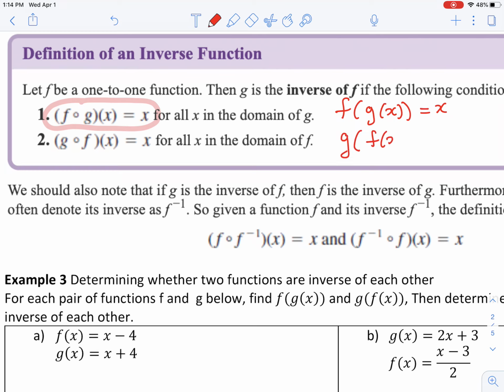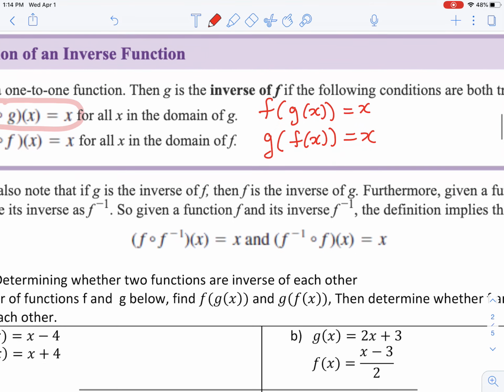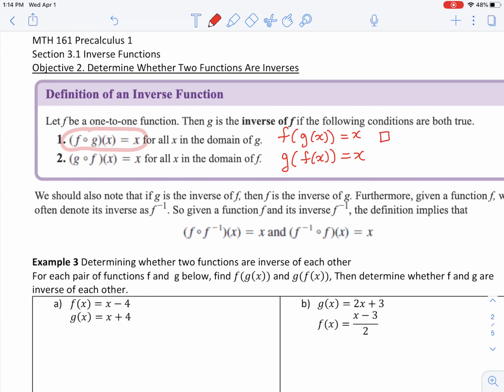And that needs to come out to be x. All right, so that's condition number 1. You need to meet that first. And then you check the other way around, g of f of x. And then that needs to also come out to be x. And only when these two conditions are met, both of them have to be true, okay, both of them have to be true, then you get to say they're inverses of each other, okay?